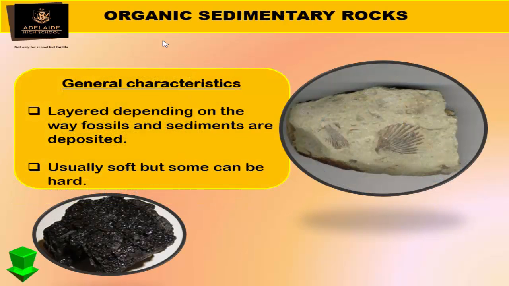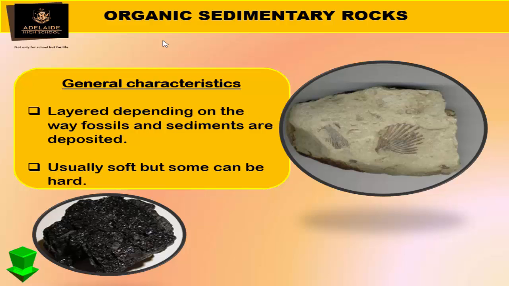Now, we go to the last category, organic sedimentary rocks. We have learned about clastic, we have learned about what else? Chemical, and we are down to the last one here. Organic sedimentary rocks have two characteristics. They are layered, but again, it depends on the way fossils and sediments are deposited. This one is different because organic is derived from dead and decaying plants and animals.